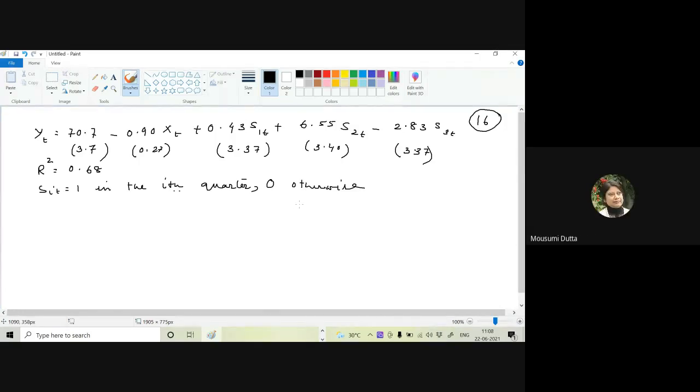So please write down the equation. YT is equal to 70.7 minus 0.90 xt plus 0.43 S1T plus 6.55 S2T minus 2.83 S3T. Write down the T statistics: 3.7, 0.27, 3.37, 3.40, again 3.37. Capital R square is equal to 0.68.